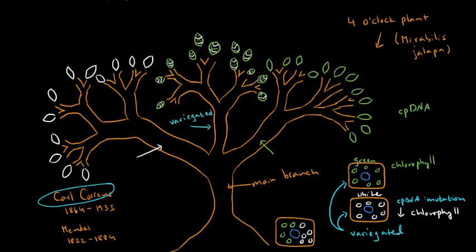And this is because the trait that we're looking at, the color of the leaf, is determined by the DNA in the chloroplast, and the chloroplast exhibits maternal inheritance. It is going to be inherited only through the egg cell, or through the maternal line. Another way to say this is that it exhibits extranuclear inheritance, because a chloroplast has DNA that's outside of the nucleus.